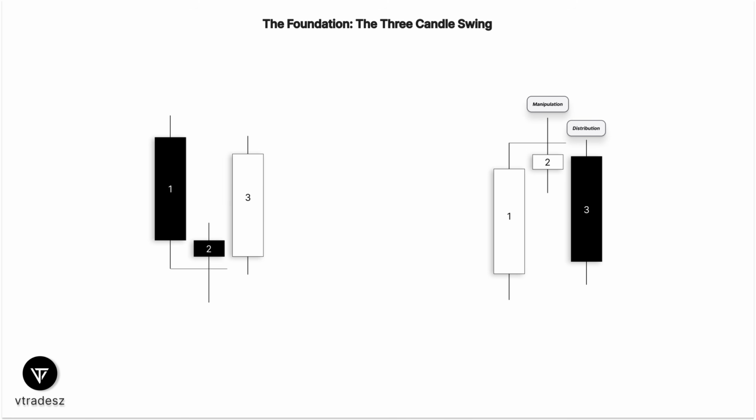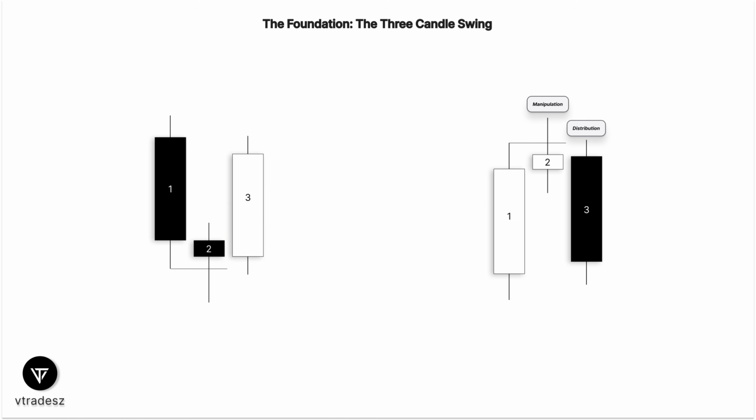The foundation, the 3 candle swing. The first thing we need to understand is that we do not look at candles in isolation. We look at them in a sequence of 3. This is what we call a swing formation, or simply candle 1, candle 2, and candle 3. Think of it like this. Candle 1 sets a reference point like a high or a low. Candle 2 is the testing candle. It tests that high or low. And candle 3 is the confirmation or expansion candle.